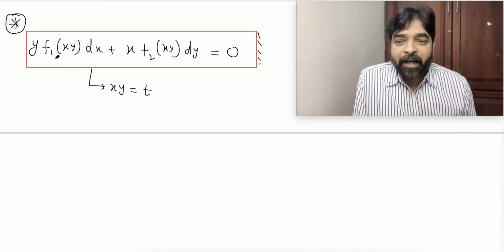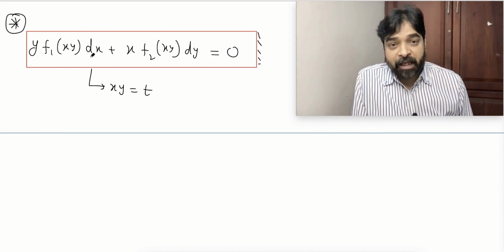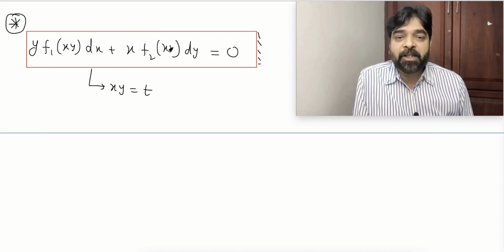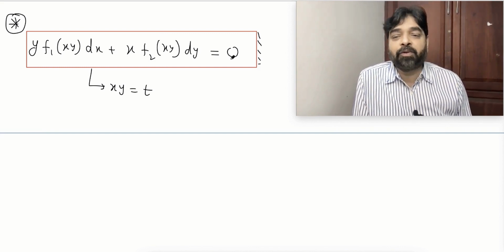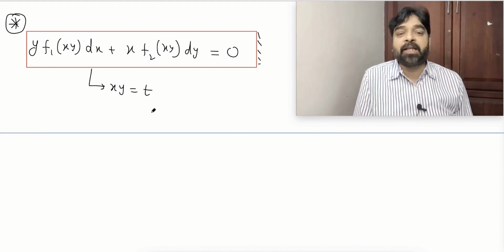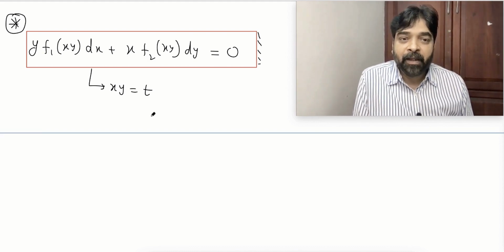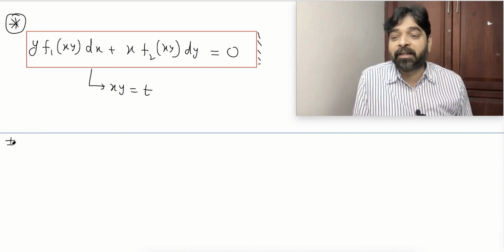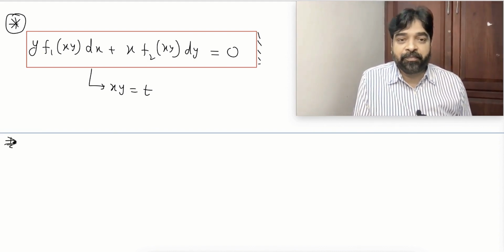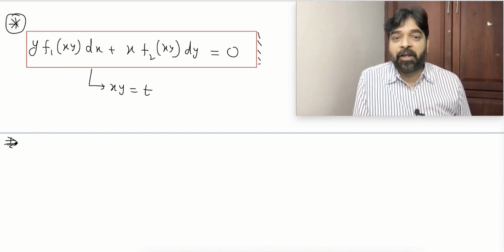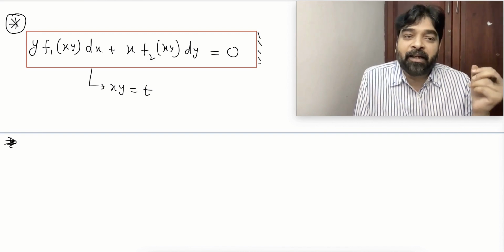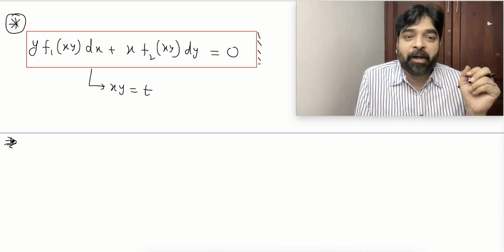Have you understood? y into some expression of xy into dx plus x into some expression of xy into dy equal to 0. If this form appears, put xy equal to t, there is a chance you will get the answer. Why am I saying chance? Because all these are substitutions, and substitution sometimes fails also. Like the previous question, I gave you that question thinking polar substitution would give the answer, and then I realized it would become too complicated.